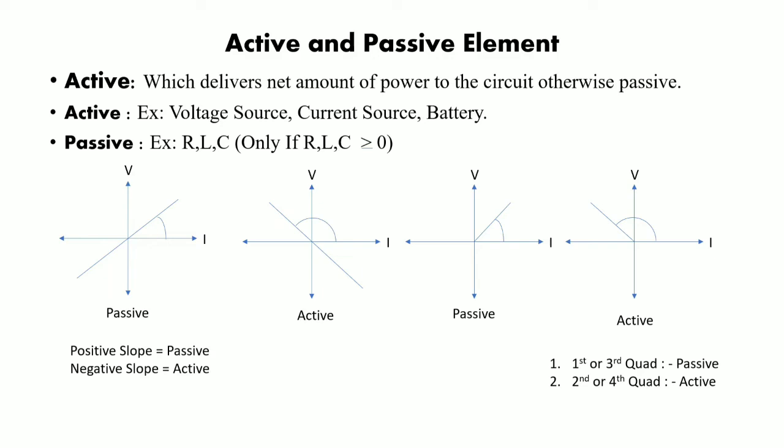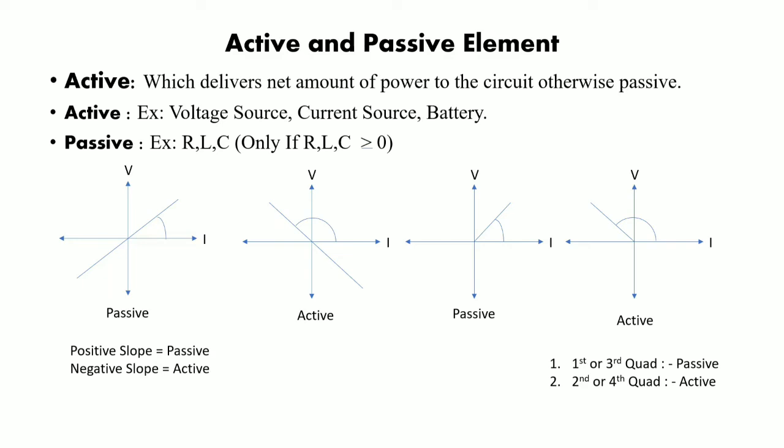How can you determine whether the element is active or passive from a graph? First we must know that if the graph has positive slope, that means that element is a passive element. If the graph contains negative slope, that means that element is an active element. Come to the first graph. The first graph contains positive slope, that means it is a passive element. The second graph contains negative slope, that means this element is an active element.